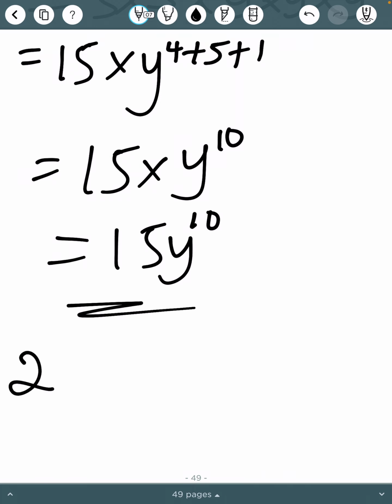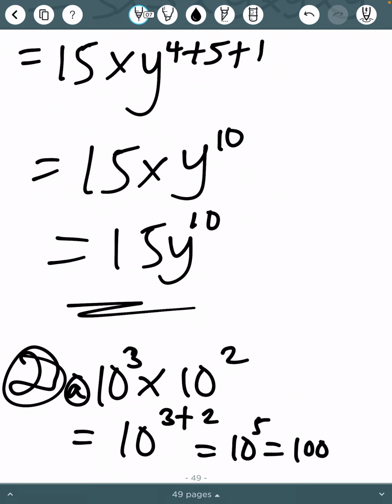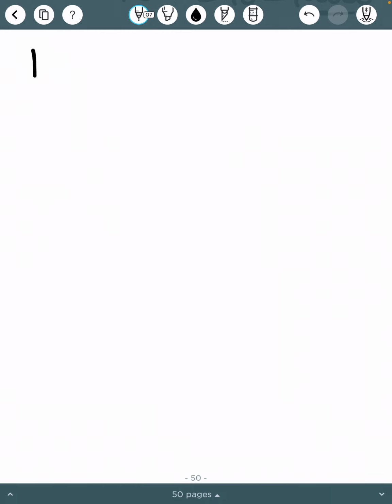Now let's move to question 2. I'm to simplify the questions in number 2. First question, 10 raised to power 3 times 10 raised to power 2. This will give 10 raised to power 3 plus 2, 10 raised to power 5, and that will give 1, 2, 3, 4, 5.